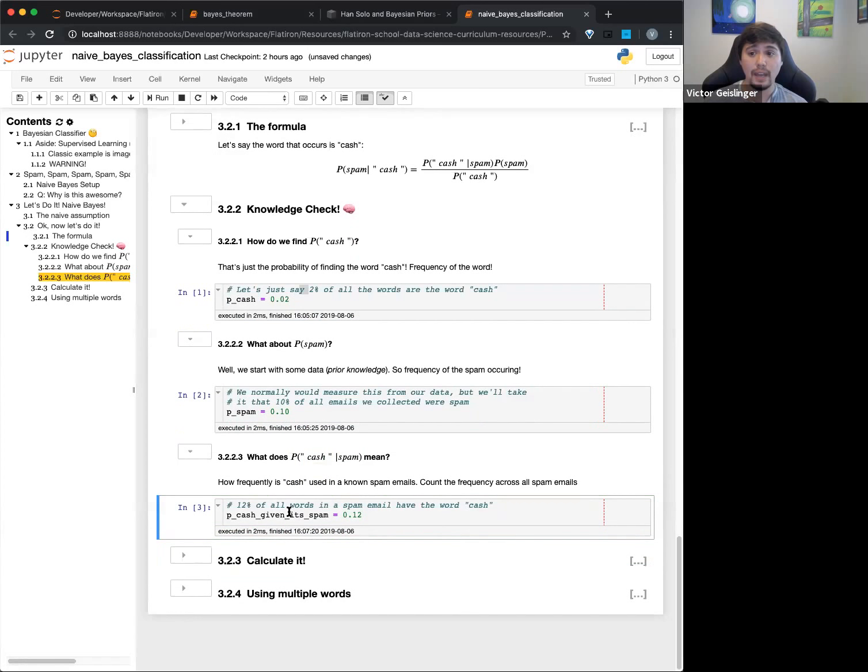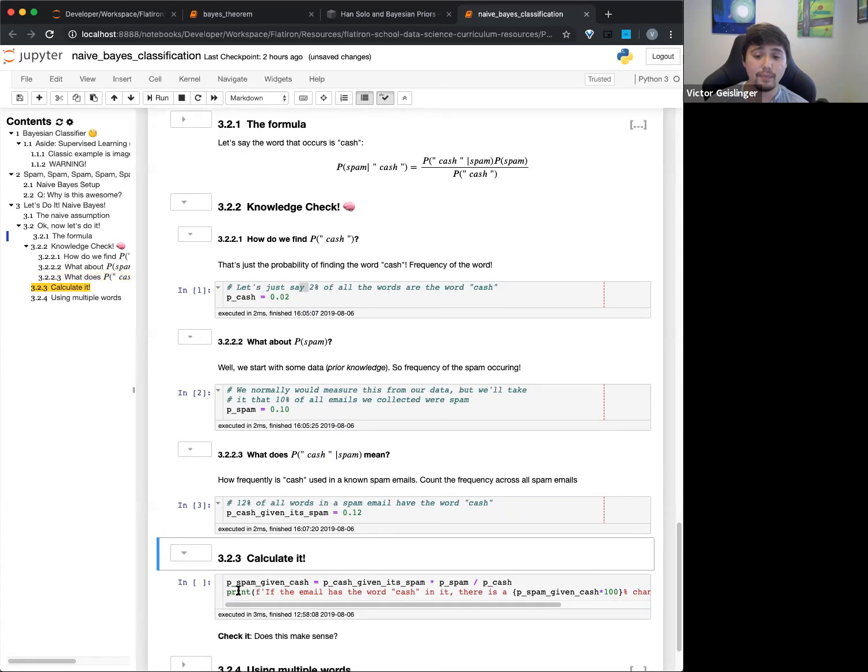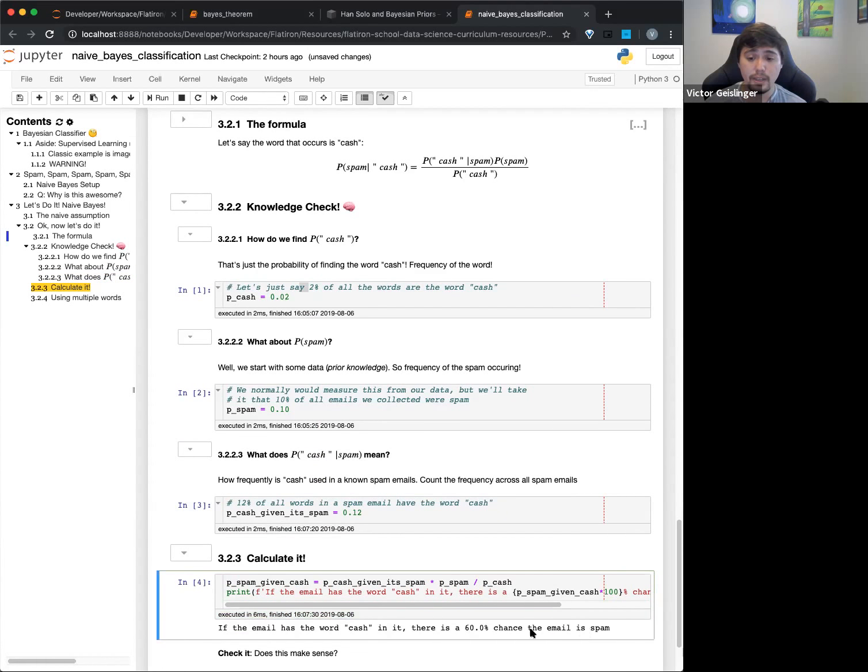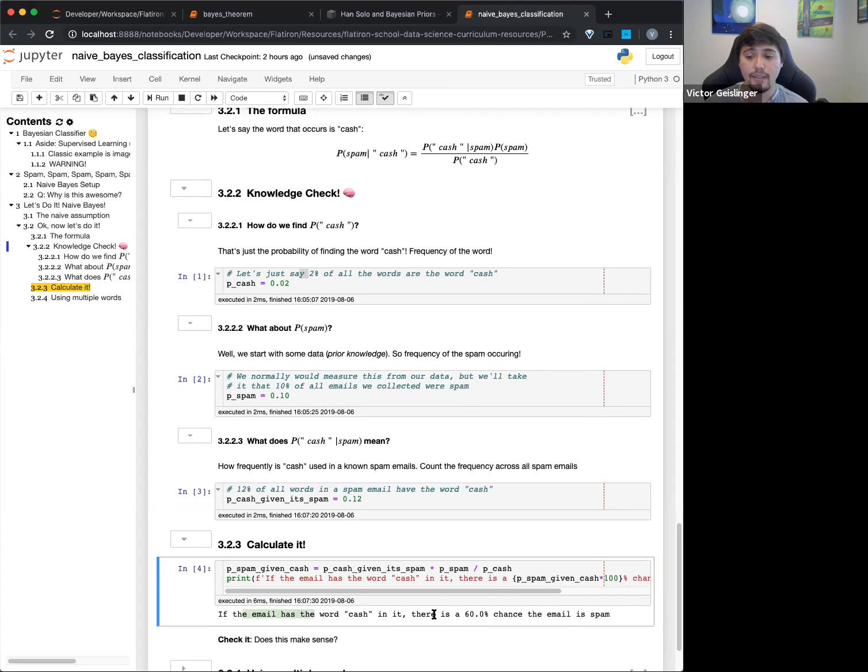So we have all our parts now. We have probability of cache, probability of spam, probability of cache. Cool. So then we just have to calculate that, and all we have to say is like, all right, given all these parts, we put it all together, and we see the probability, if the email has the word cache in it, there is a 60% chance the email is spam.